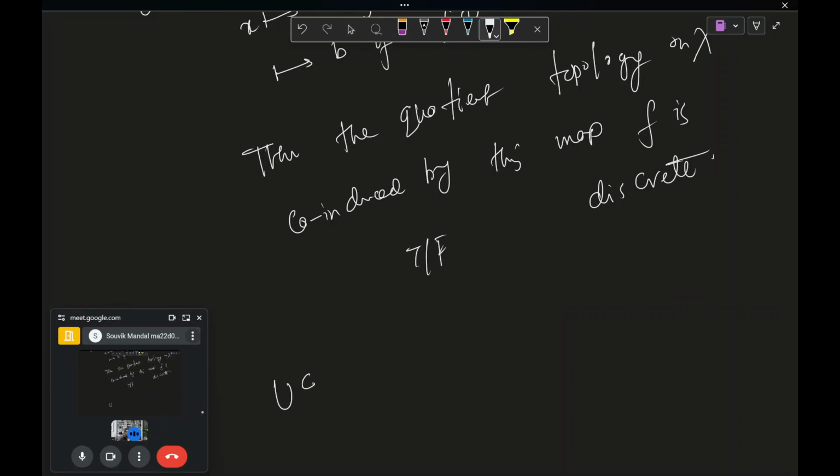So what is the topology? A subset Q of X is open if and only if its inverse image is open. So this is the induced topology. What do you mean by the induced topology? Okay, kindly wait a minute. I should come back to this.